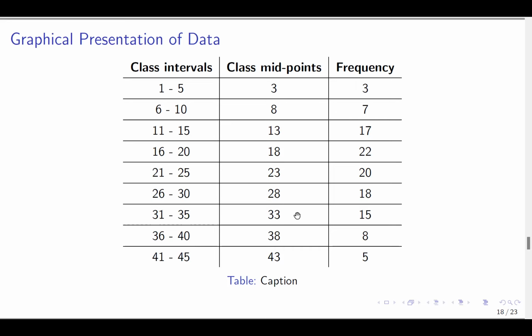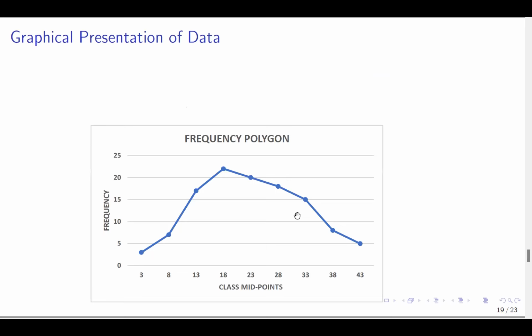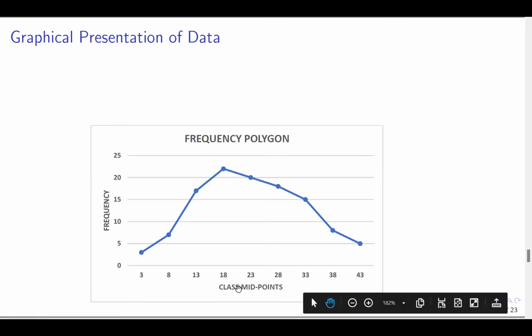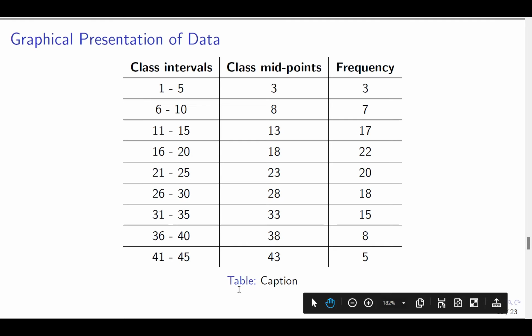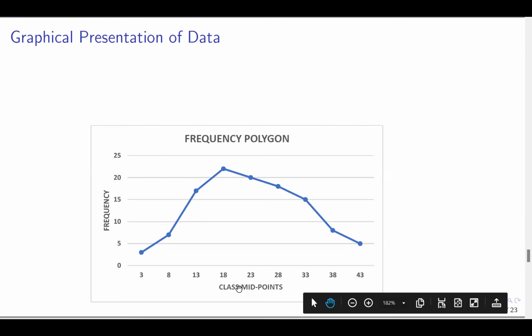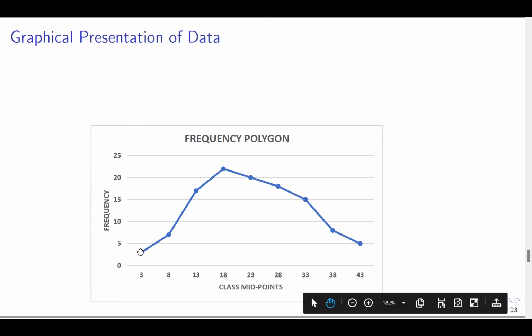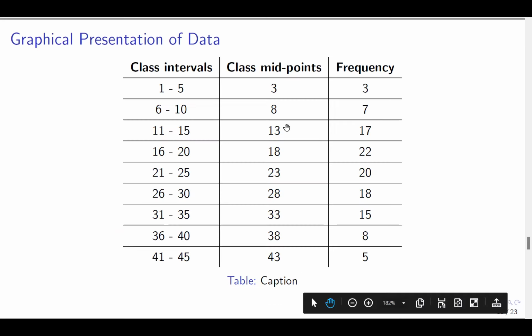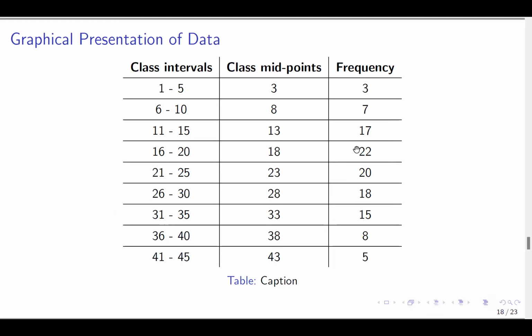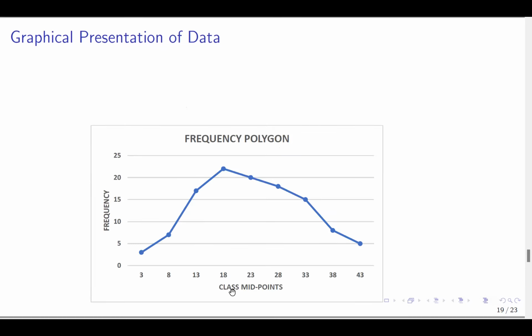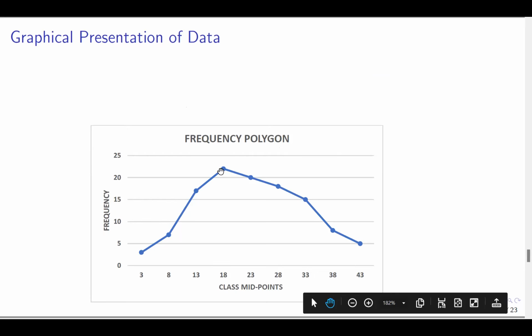Once you have your class midpoints and your frequencies, you are good to go. You come to your table. Your vertical axis is your frequency. Your horizontal is your class midpoint. So you pick a particular class midpoint, which is 3. Its frequency is 3. All right, 3, frequency is 3. Look at this class midpoint of 18. Its frequency is 22. Let's come back here. 18 is here. Its frequency is 22.